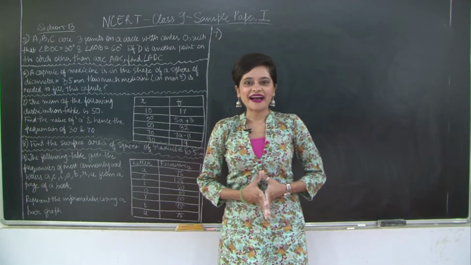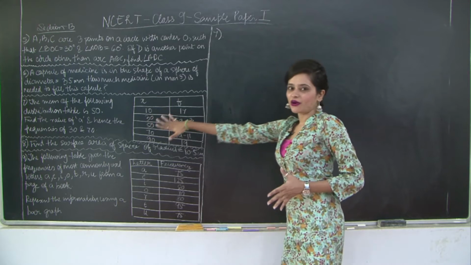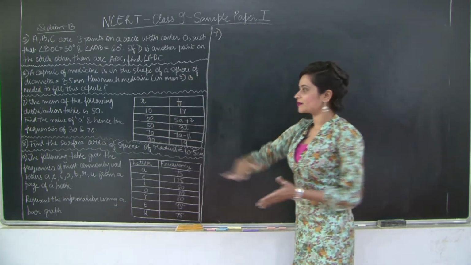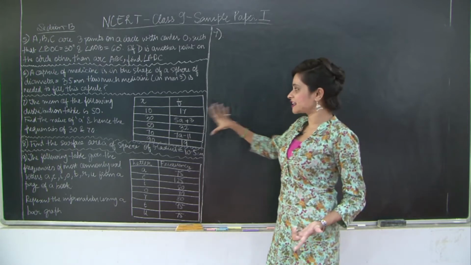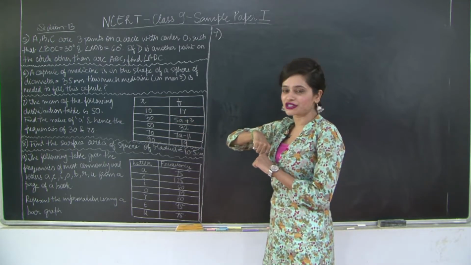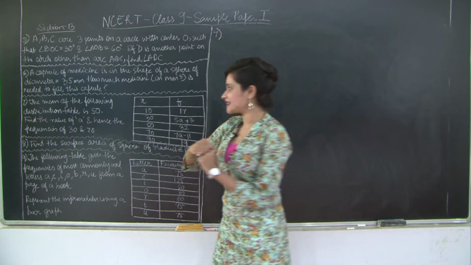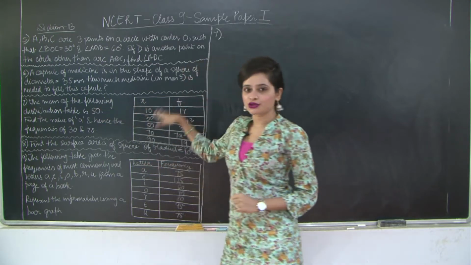Hello students, welcome back. Let us take a look at question number 7 of sample paper 1, section B. So this is from chapter statistics. We can just say that by taking a look at the ungrouped frequency distribution table. So let's see what it states. The mean of the following distribution table is 50.